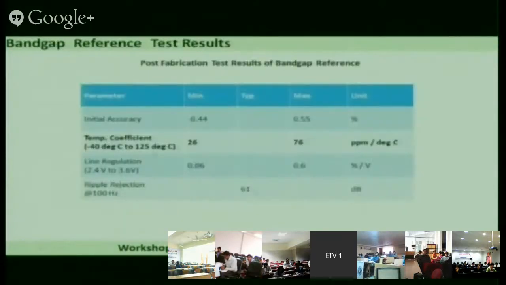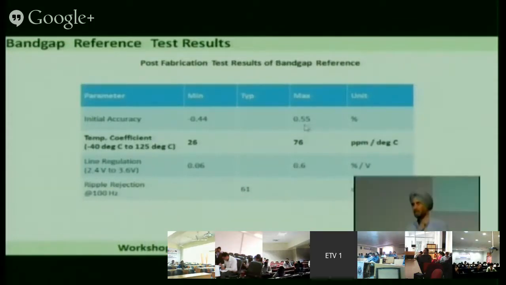And then next, these are the results. The initial accuracy was 0.44 percent, maximum 0.5 percent. It should be less than 0.5 percent. And the temperature coefficient is 26 ppm per degree centigrade, 26 parts per million, over the temperature range minus 40 degrees to 125 degrees. So this means it will change 26 microvolt per 1 degree centigrade. This is the meaning, it will change only that much.